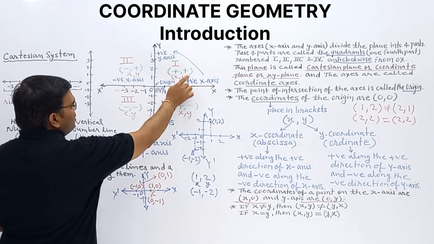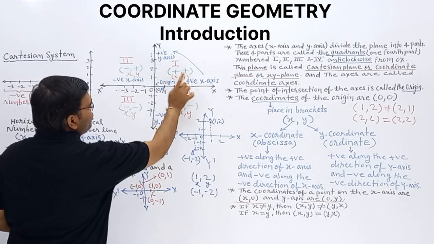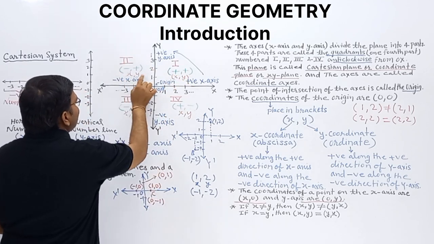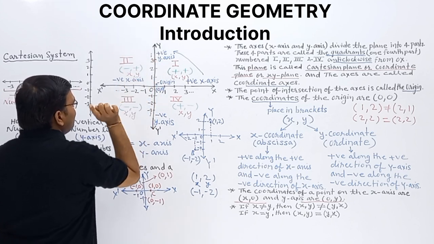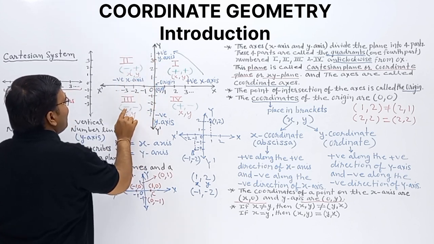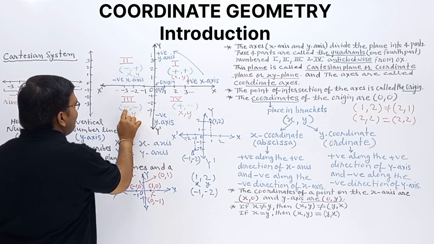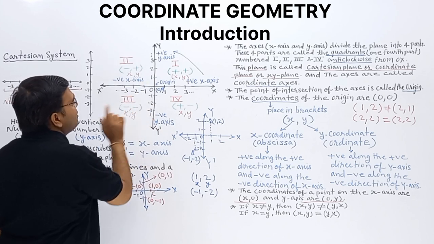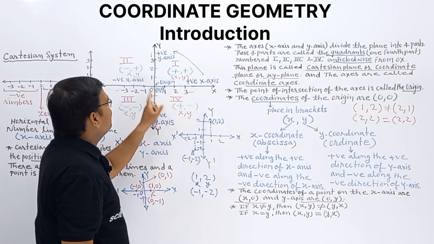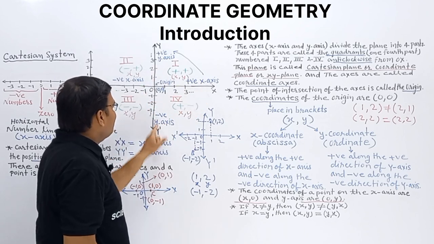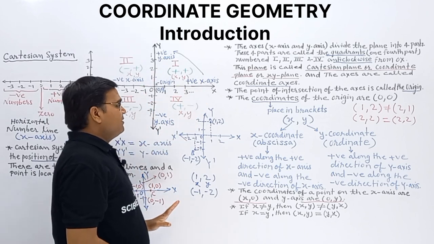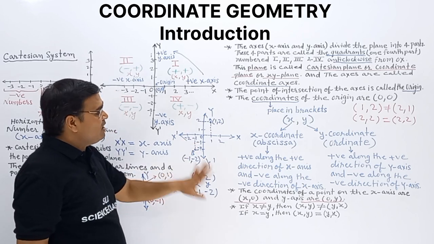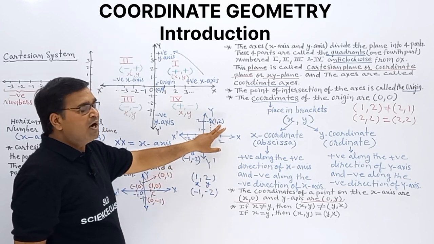And we are having 4 quadrants. First quadrant, both coordinates are positive. In the second quadrant, x coordinate is negative, y coordinate is positive. In the third quadrant, we are having both coordinates negative. In the fourth quadrant, x will be positive and y will be negative. Clear?